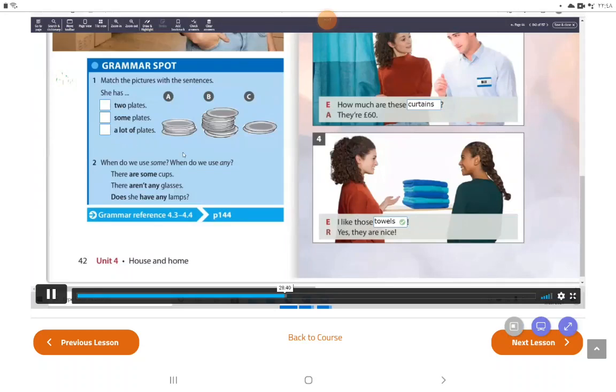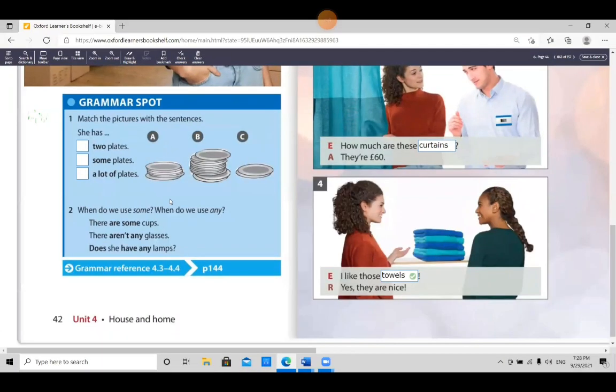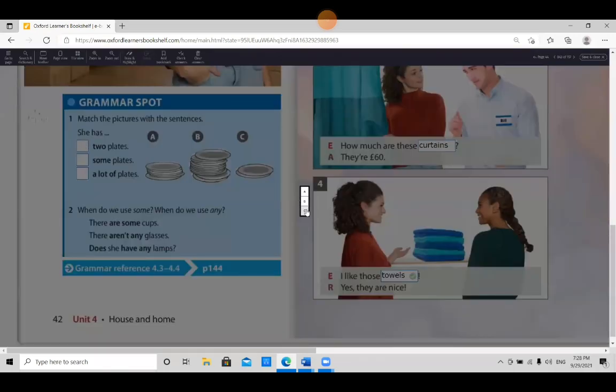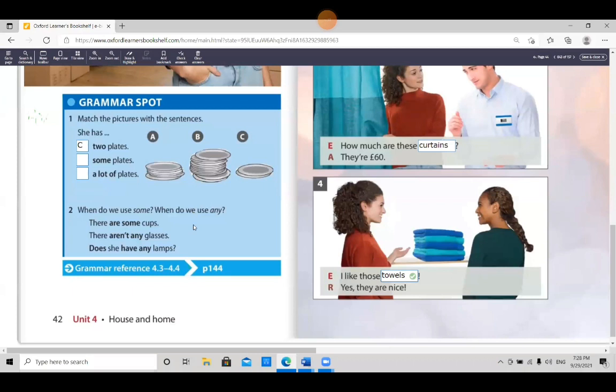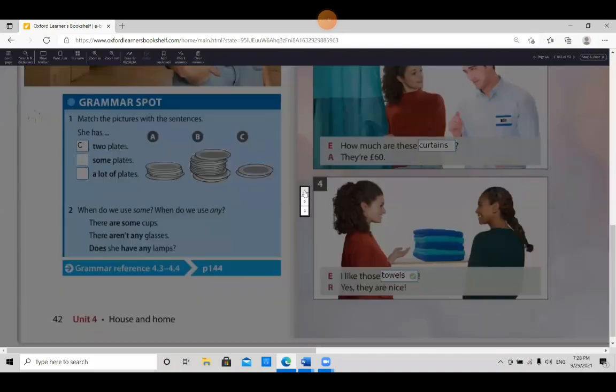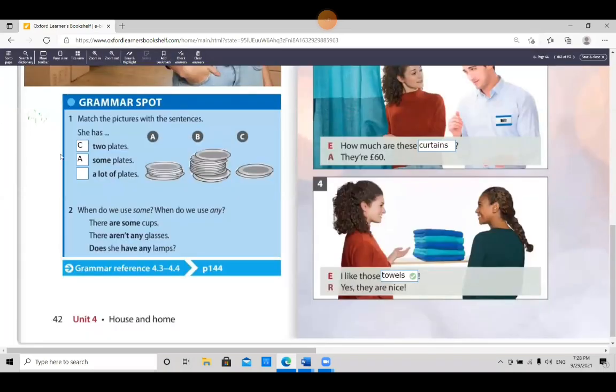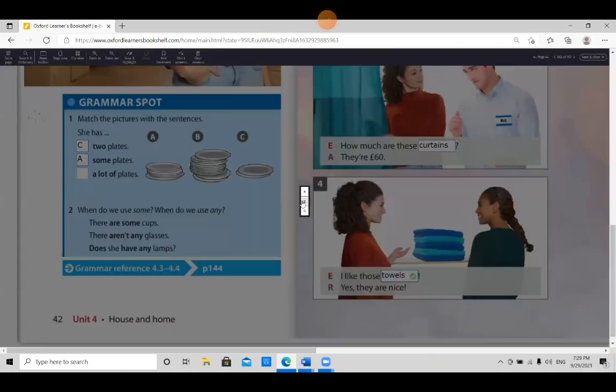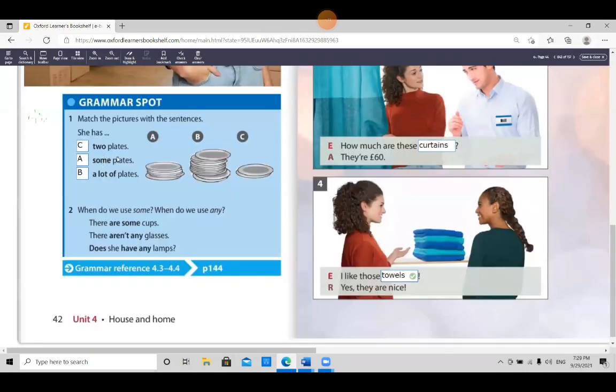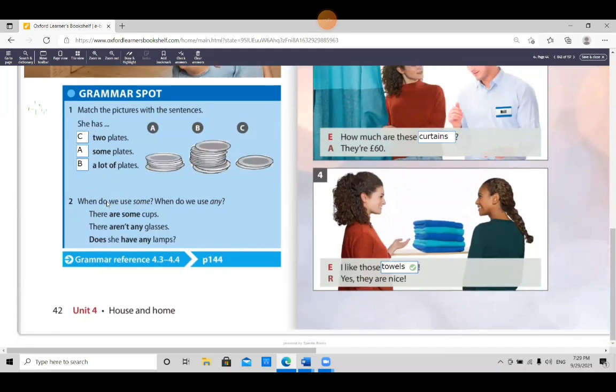A lot of plates. Yes, Suha. C. So two plates... some plates is C. A. Excellent. And a lot of B. So as you see, some is smaller, the number is smaller than a lot of.